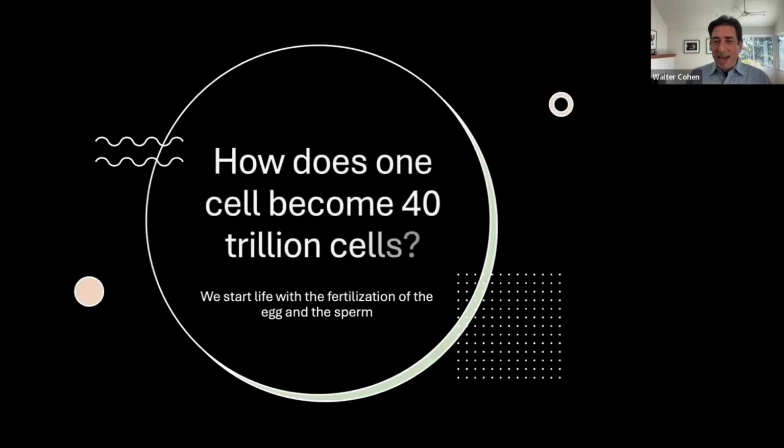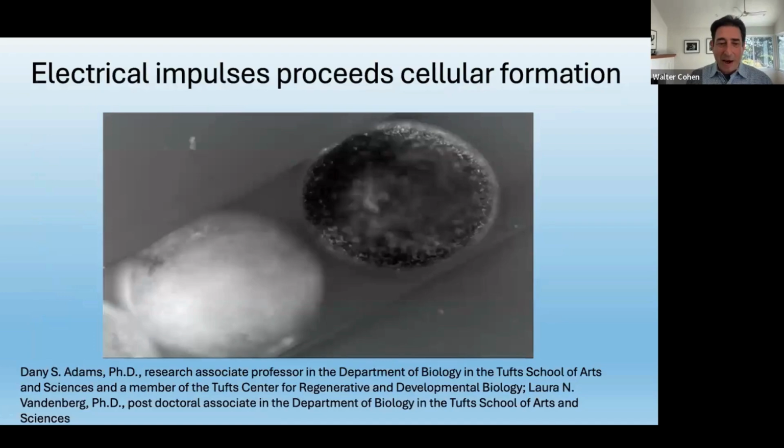Now, again, how does one cell become 40 trillion cells? I'm very excited to present this work that's being done at Tufts, by Dany S. Adams and Laura Vandenberg, both PhDs. What you're looking at is basically embryonic stem cells of a tadpole. And there are two little tadpoles here. Each circle is an individual little tadpole embryo.